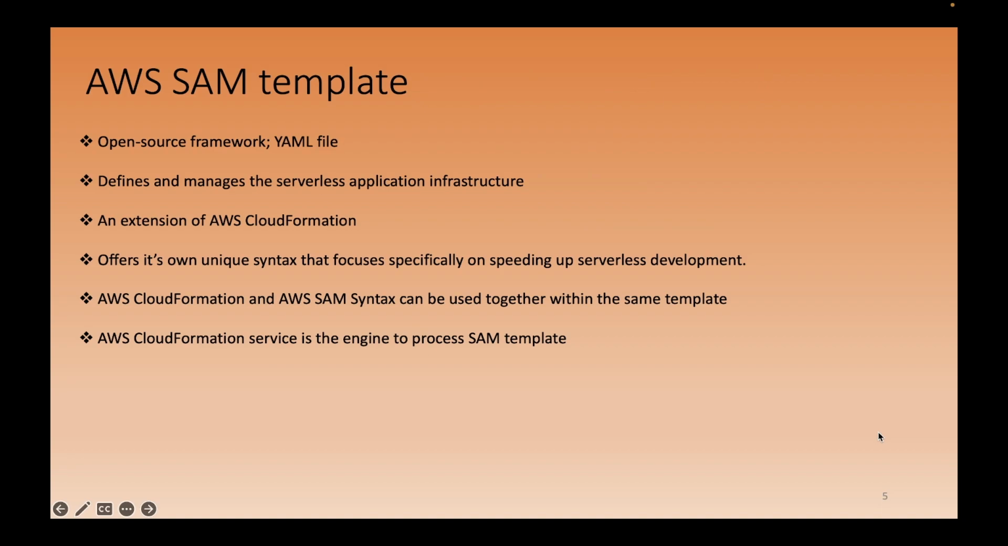The AWS SAM template is basically a YAML file where we can define and manage serverless application infrastructure. AWS SAM is an extension of AWS CloudFormation. If you already know CloudFormation, the syntax should look very similar, but it offers its own unique syntax that focuses specifically on speeding up serverless development. AWS CloudFormation and AWS SAM syntax can be used together within the same file. And we still use the AWS CloudFormation service to process the SAM template.